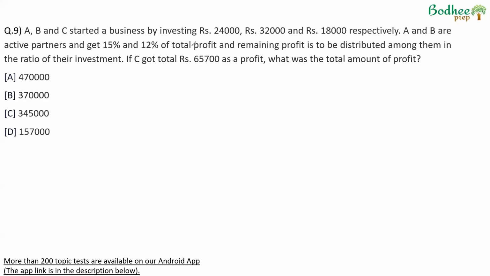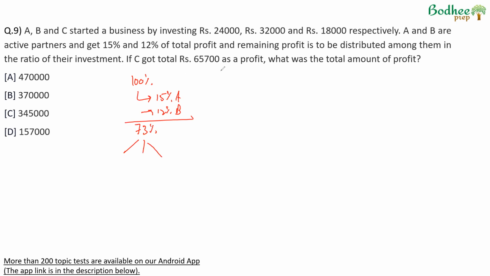ABC started a business by investing 24,000, 32,000, and 18,000 rupees respectively. A and B are active partners, and get 15% and 12% of the total profit. Out of 100%, 15% goes to A, 12% goes to B, 27 is gone, therefore remaining is 100 minus 27, 73%. This is to be divided among them in the ratio of their investments.